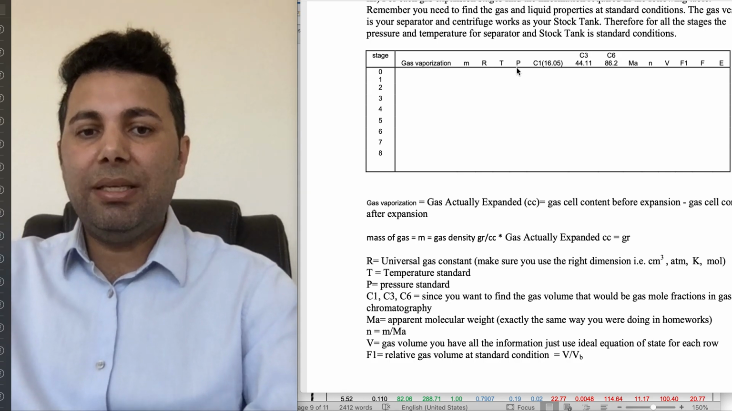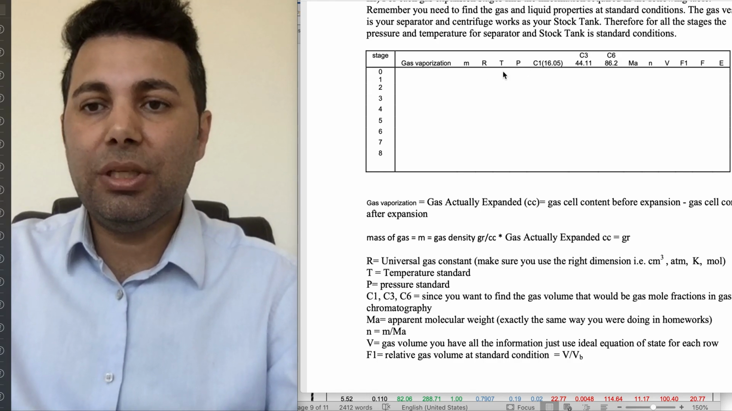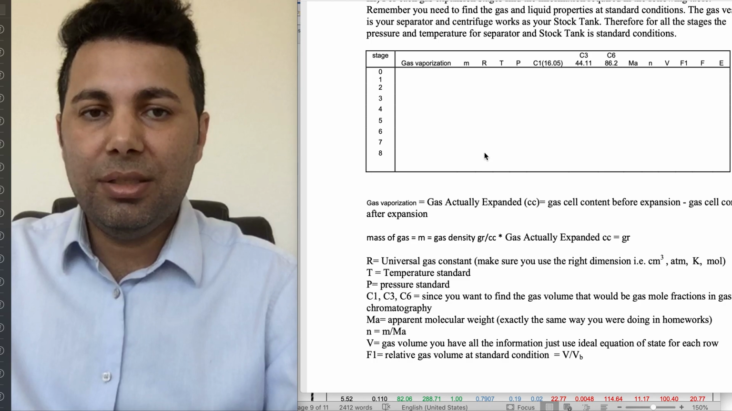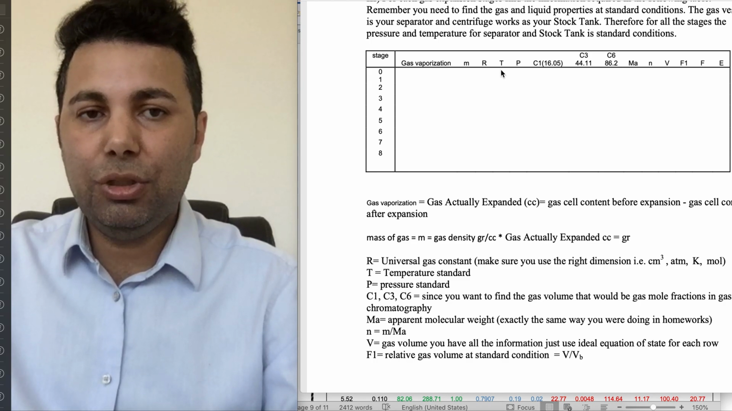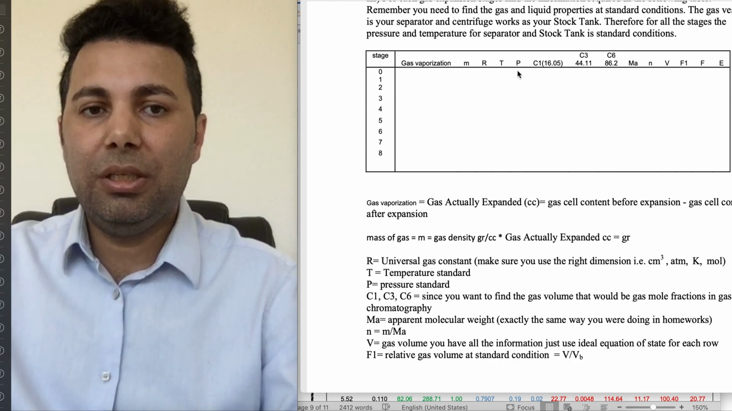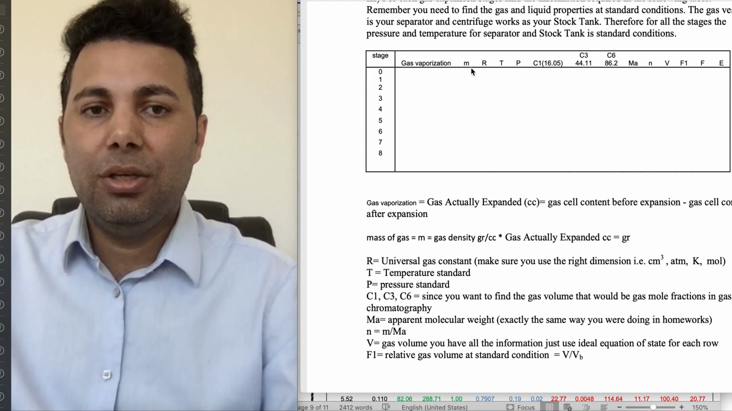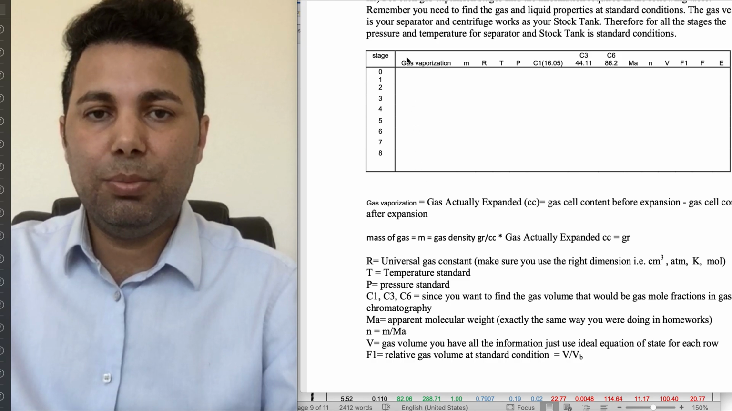And the pressure, which is basically 1 atmosphere. So for all the gas expansions, since these numbers are measured at a standard condition, R will be constant, T will be the room temperature in Kelvin, or the standard temperature in Kelvin, constant throughout, and P will be constant at 1 atmosphere throughout. So R, T and P will be constant for all the 8 expansions. M, the mass for every expansion, is equal to the gas density measured at that expansion times the gas actually expanded. So we have all these first parts: the gas expanded, mass, R, T, and P.